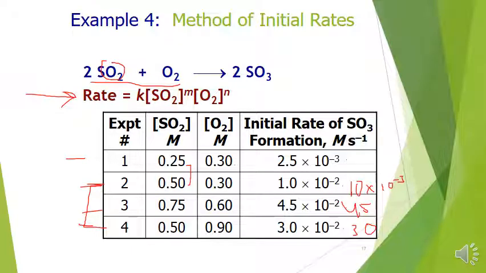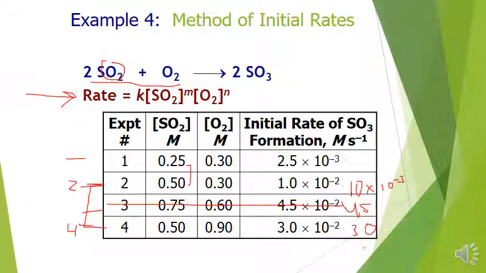So right off the bat, let's take a look. For the first exponent, we doubled it, and notice what happens to the rate. It goes up by 4. So we're going to see that m is equal to 2. Now, we're going to use experiments 2 and 4. The reason why we don't use 3 is because it doesn't hold the first one constant at all, so we can just get rid of it.